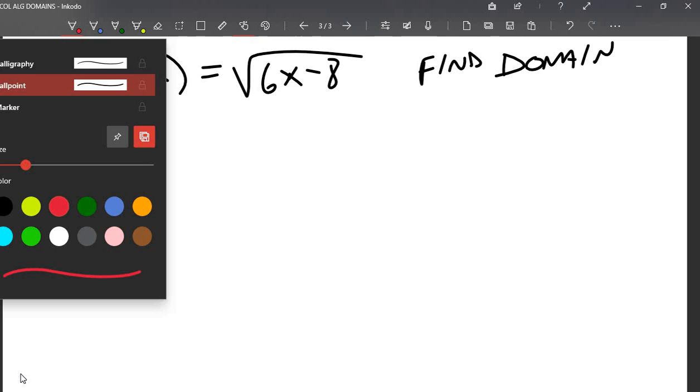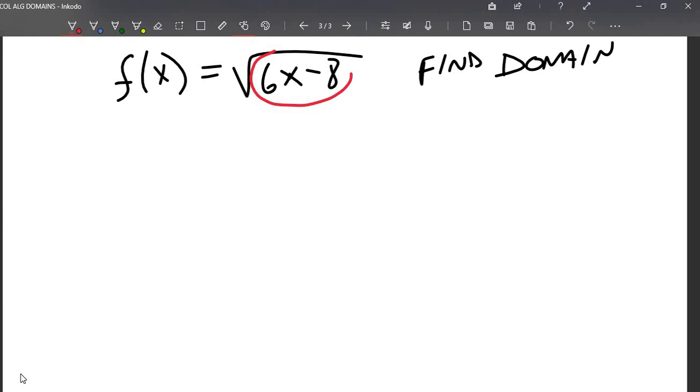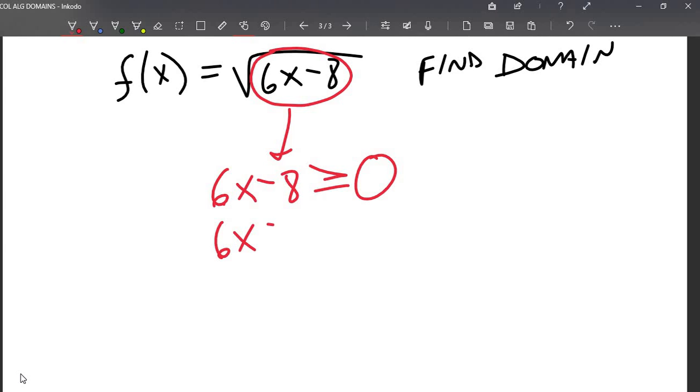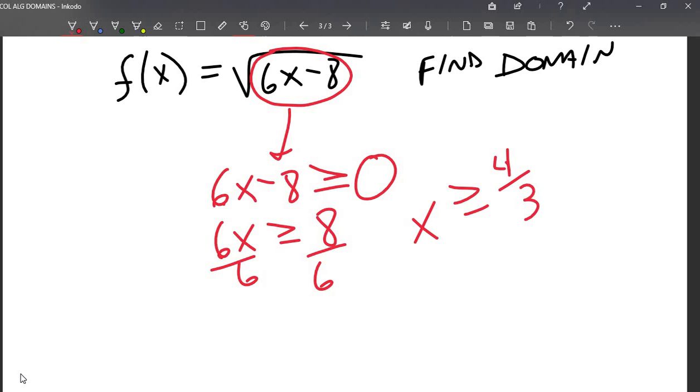All right, so I'm going to take what's underneath here, what I've got circled in red, bring it down, put it greater than or equal to 0. Now we're going to solve for x, so we're going to add 8 to both sides. Divide by 6. x is greater than or equal to 4/3. So the domain will be a bracket 4/3, comma, infinity.